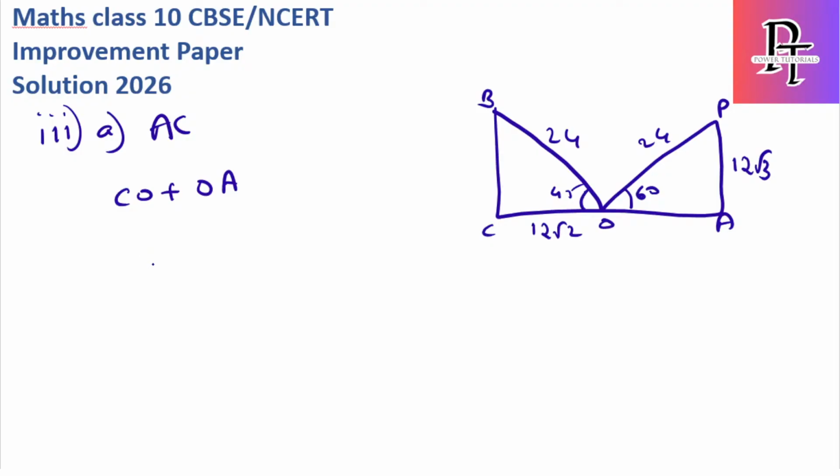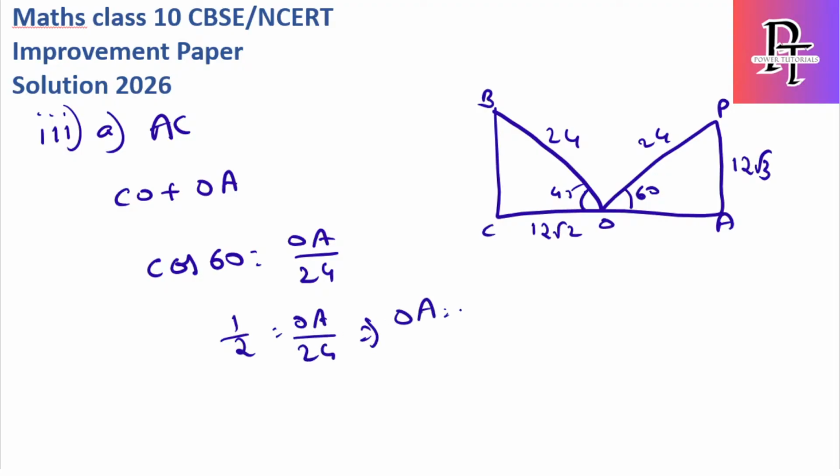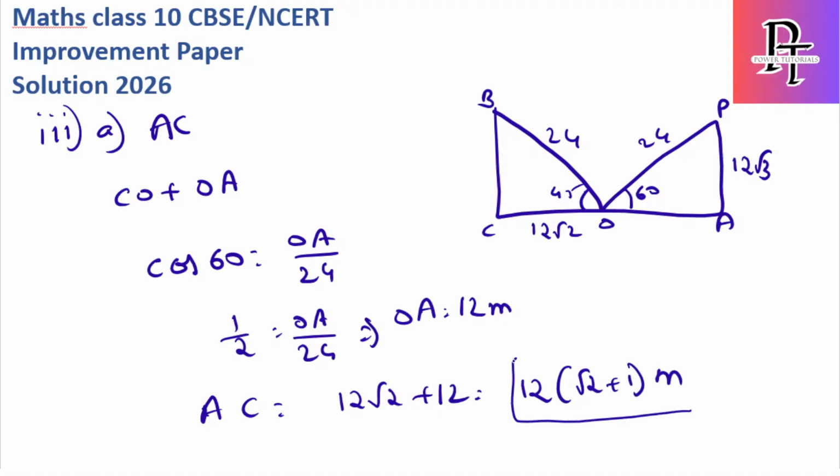For OA, I need the adjacent, so I will use cos 60 is OA by 24. Cos 60 value is 1 by 2 is equal to OA by 24. Therefore OA value is 24 by 2, which is 12 meters. Now AC is OC, 12 root 2, plus 12. So this value is 12 into root 2 plus 1 meters. So the distance between the two buildings is 12 into root 2 plus 1 meters.